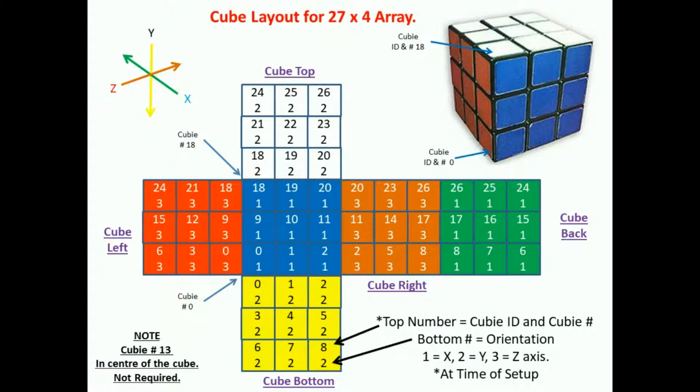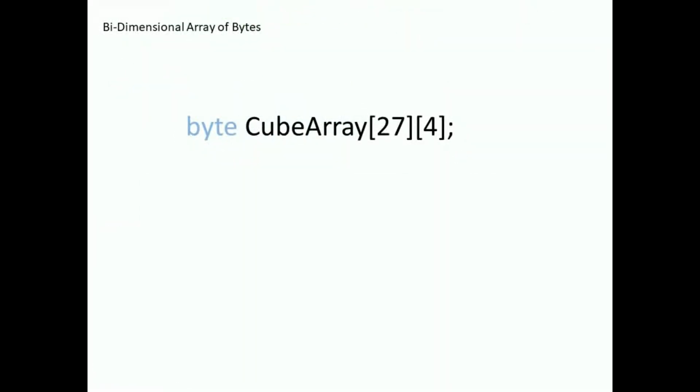Okay, getting back to the cube array. As I mentioned earlier, it is a bidimensional or 2-dimensional array of bytes. Why did I choose 27? Well, there are 27 cubies in a Rubik's Cube. And for each of those cubies or locations, we need to keep 4 pieces of data. The cubie that's occupying that location and its X, Y and Z.